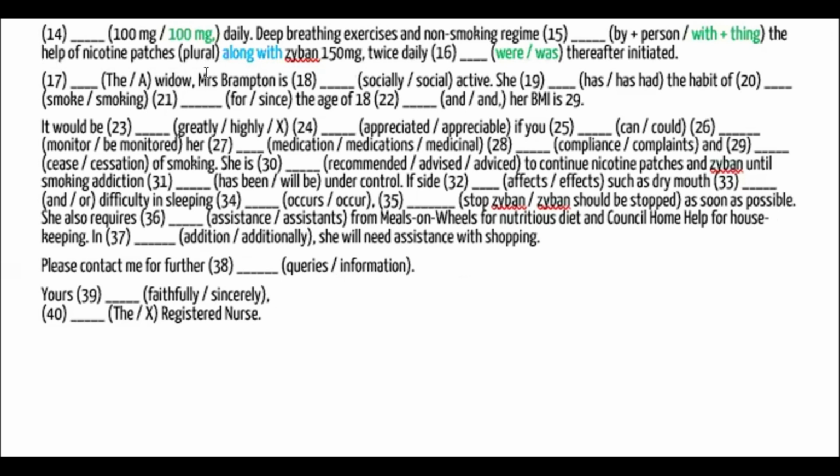Okay, where are we? So that is the reason why here "were" is also correct, "was" is also correct. Thereafter initiated. The next is a widow. How do we write this Zaiban? Somebody asked about Zaiban.